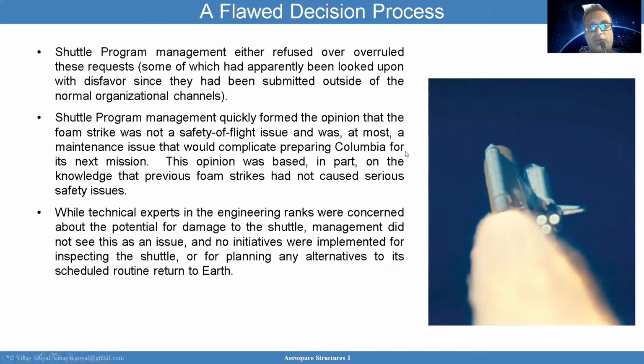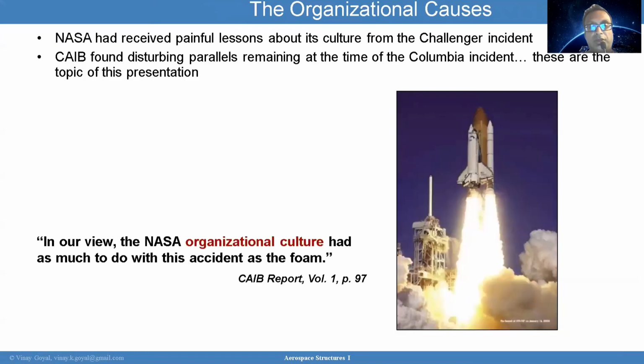And so, sometimes when you look at the history, it can be useful, but when you have these one-off events and you have an issue that could be a risk, it should be mitigated, even if you have great flight experience. The organizational cause here is that NASA received really painful lessons from the Challenger, but it was disturbing that those remained in the Columbia accident.